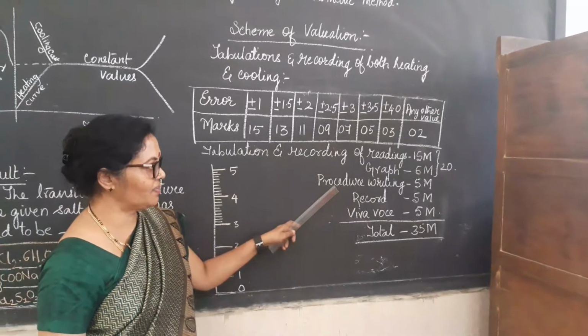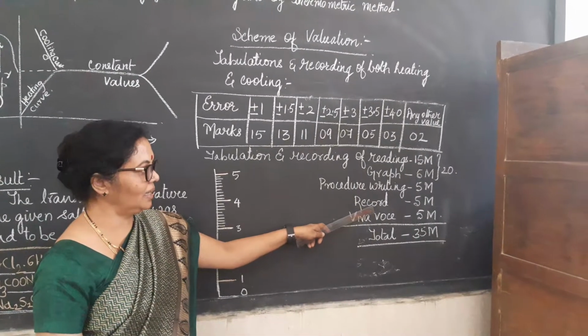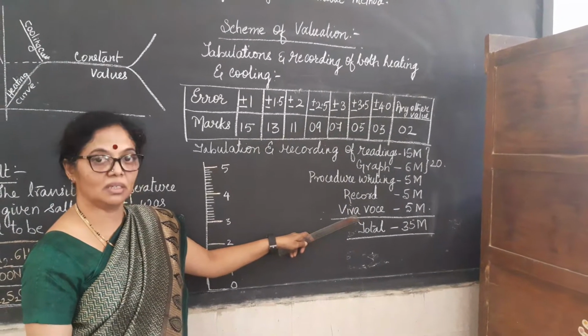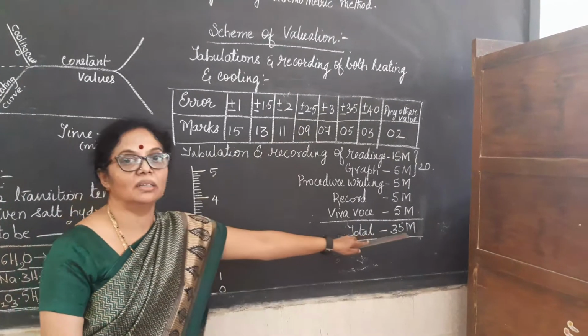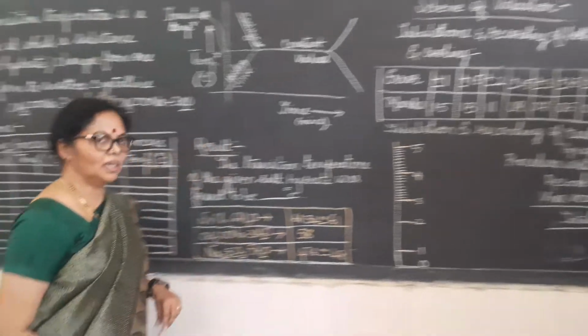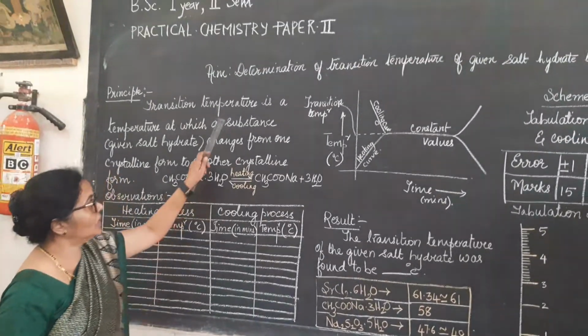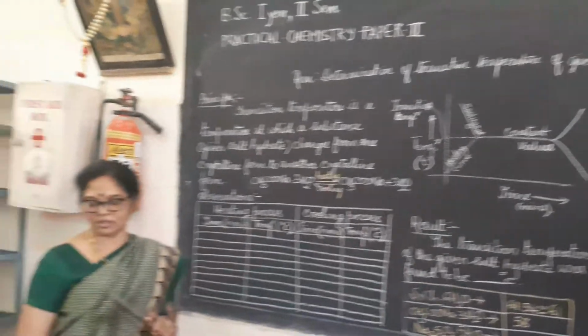Procedure writing carries 5 marks. Your record will carry 5 marks. Viva carries 5 marks. Totally you will be taking up your examination for 35 marks. Now coming to the experiment, what is transition temperature?